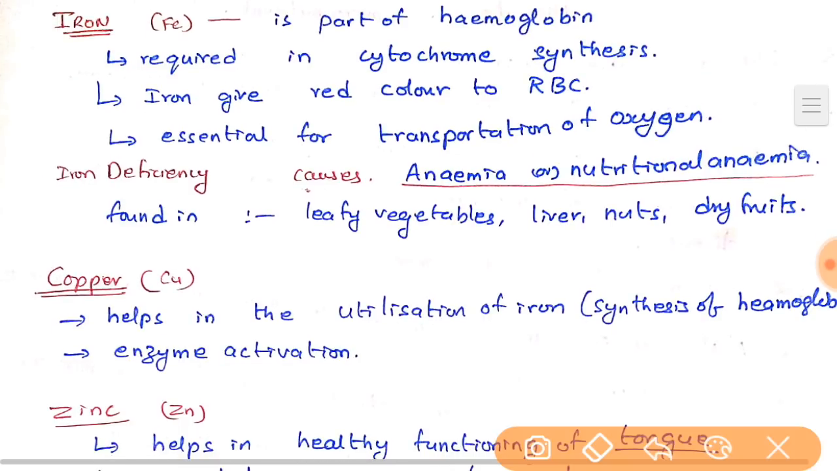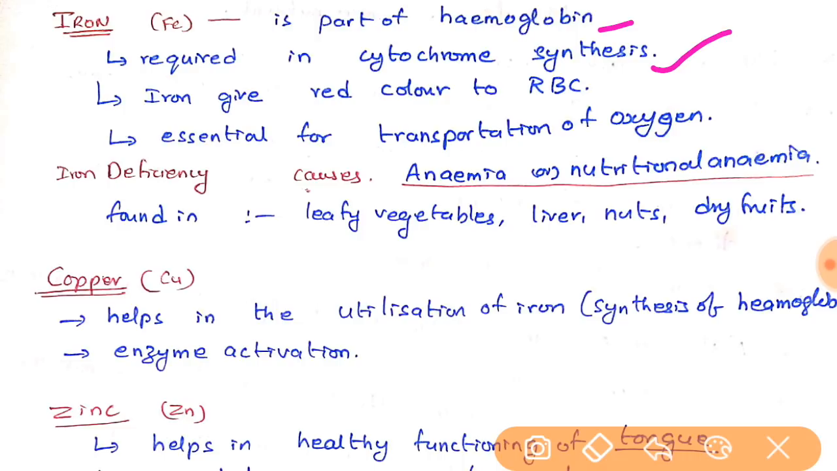Another important mineral, which is very important in our blood, is iron. Iron is a part of hemoglobin. It is required in cytochrome synthesis also. Iron gives red color to the red blood cells.